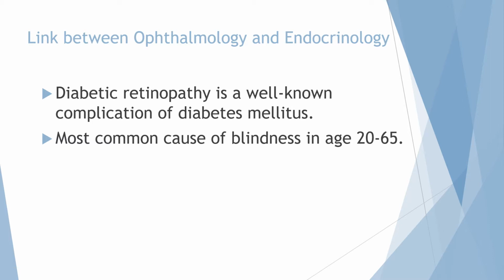Roughly 7.3% of Canadians whose age is 12 or older has diabetes. This is roughly 2.3 million people, and therefore diabetes is one of the most common reasons patients visit the endocrinology clinic. Diabetic retinopathy is a very well-known complication of diabetes mellitus, and perhaps due to the sheer number of diabetic patients, this is the most common cause of blindness in populations between the age of 20 to 65.